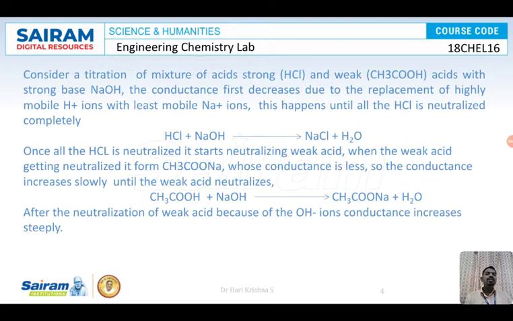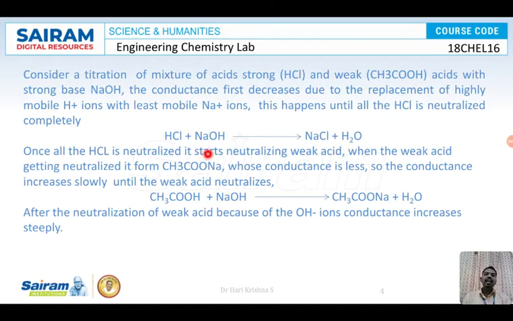So we're going to take a mixture of acids. Let us assume one strong acid and one weak acid. First, we're going to take HCl, the strong acid, and acetic acid, the weak acid. We're going to mix both acids and titrate against NaOH taken in the burette. First the strong acid will neutralize, later the weak acid will neutralize. When you add NaOH, the strong acid HCl will neutralize. HCl will react with NaOH to give NaCl and water.